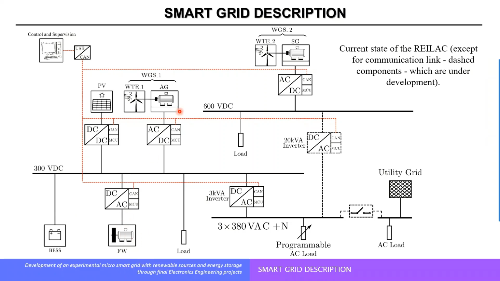So you can see here the flywheel and wind generator systems. We have a CAN network connecting all of them so that they can be operated from a computer. And okay, some of the components here are shown in dashed lines. Those are currently in development.